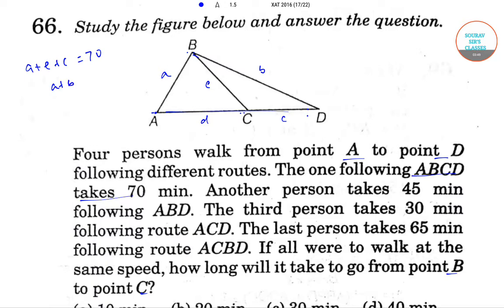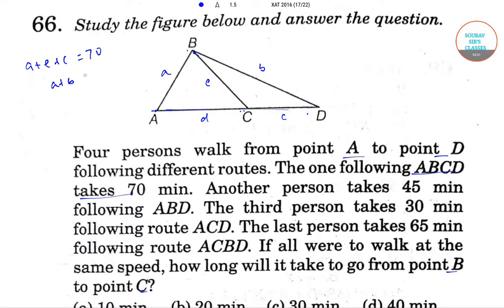A plus B equal to 45. D plus C equals 30. D plus E plus B equals 65. Let this be equation 1, 2, 3 and 4.